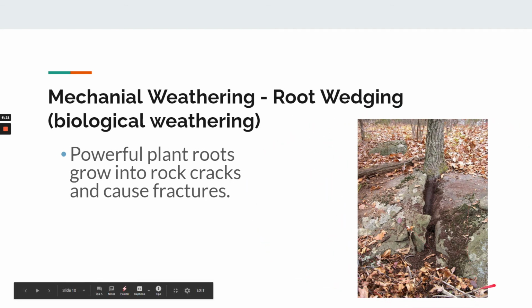So root wedging is when you have plants growing into rock cracks and causing fractures. So this is obviously a tree. So this is a tree trunk growing into a rock and it's breaking it down over time. You can also see this in things as small as small weeds growing up through cracks in sidewalks or cracks in driveways. The tree example is a little bit more powerful of an image.